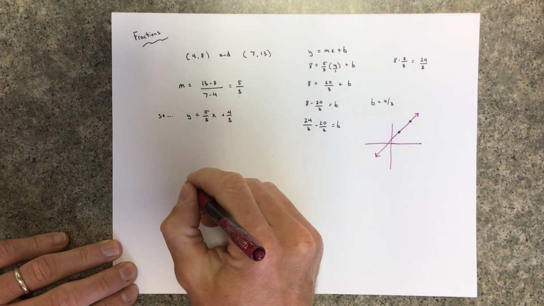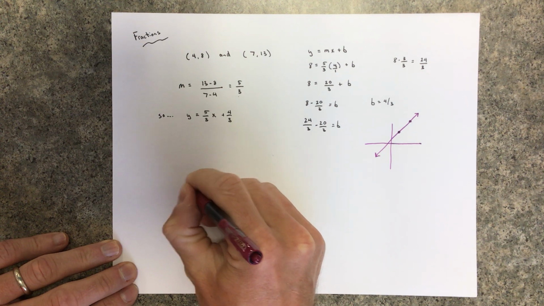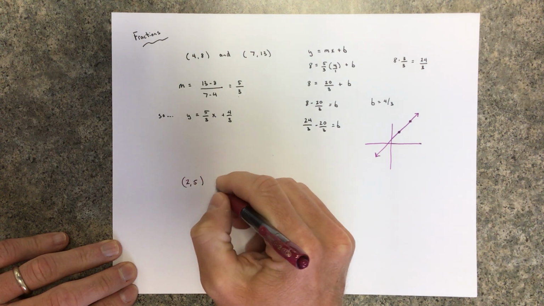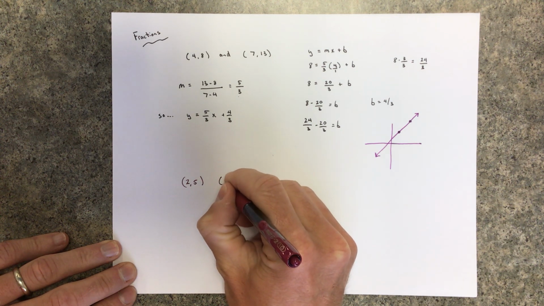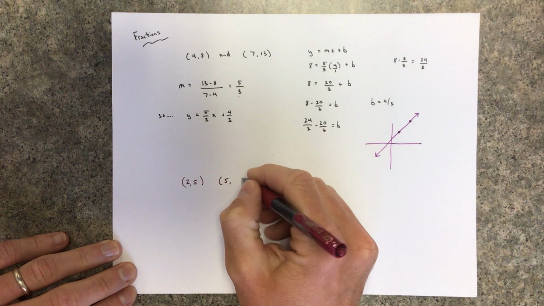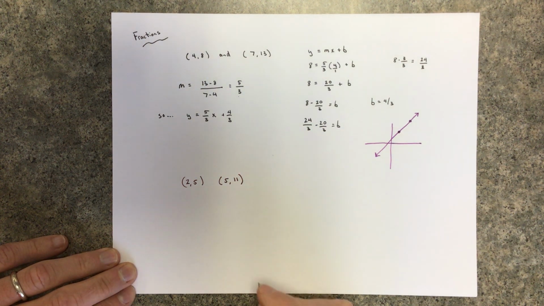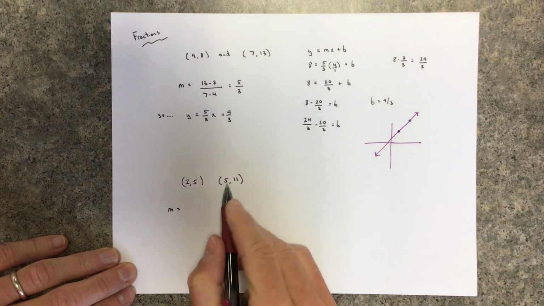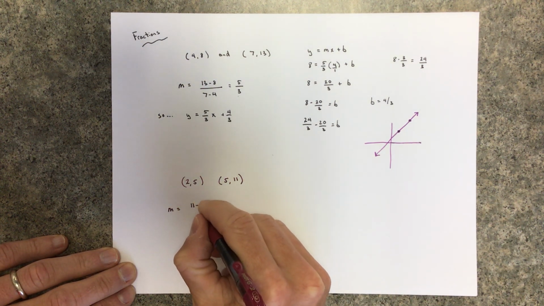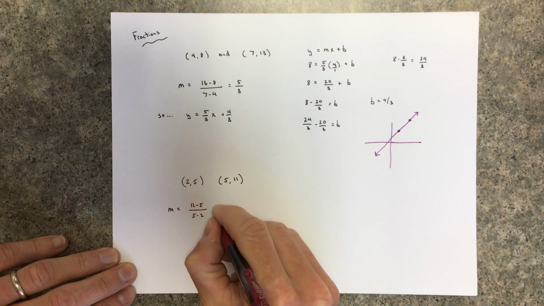All right, this time, let's do 2 comma 5 and 5 comma 11. Okay, let's do this one. So I want to find the slope, rise over run. So 11 minus 5, 5 minus 2.